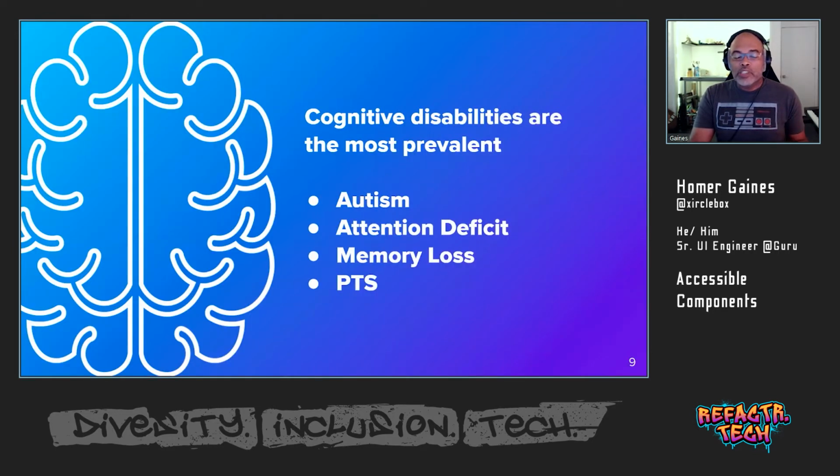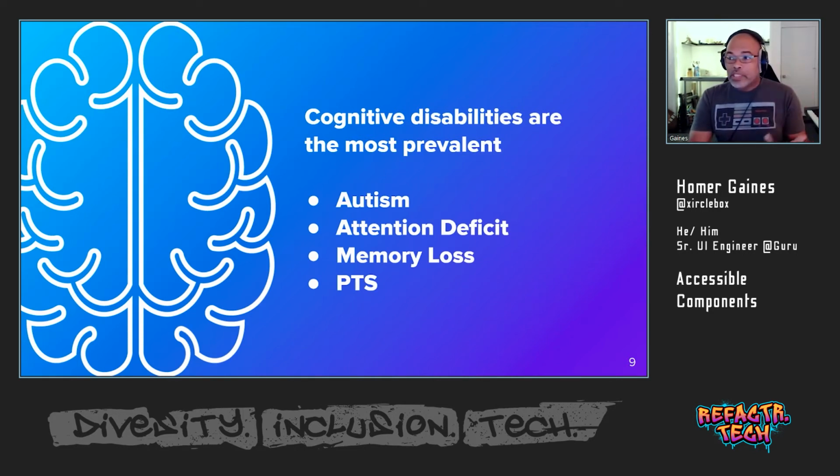The most common disability is cognitive. We have individuals with autism, attention deficit disorder, memory loss, PTS. All of these disabilities you can't see. You don't know unless the individual tells you that this is what they have. So we have to be extremely careful about how we approach and limit our scope when we are building these applications.